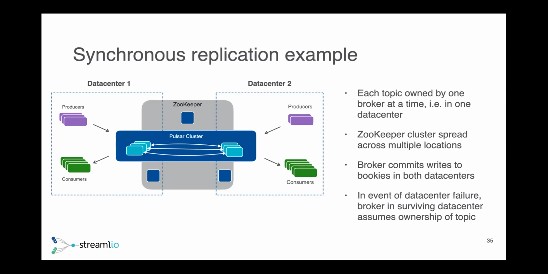That way, in the event of a data center failure, you're still guaranteed that you have one copy of that data physically in a different data center. There's a bit of additional latency for this, but there's guaranteed no data loss. If you've acknowledged the message from the producer, it's been synced in both data centers and you have a copy, and you cannot lose that data.